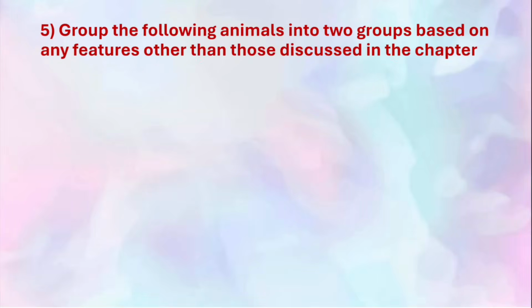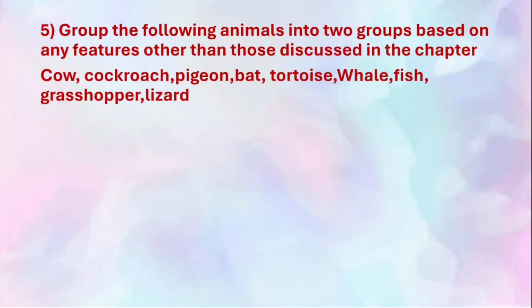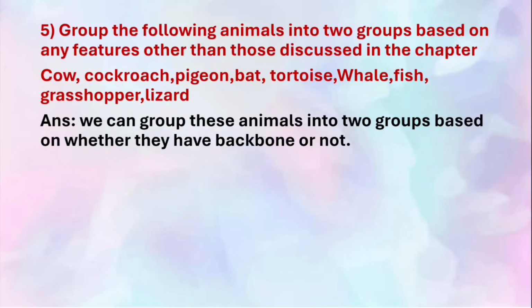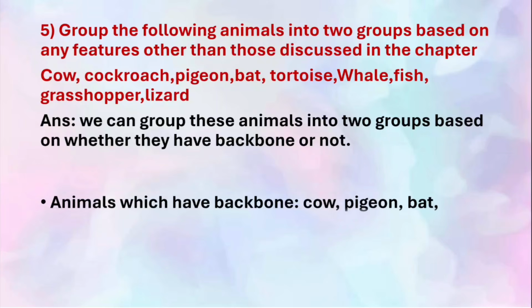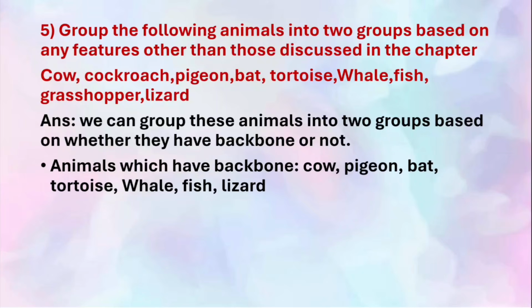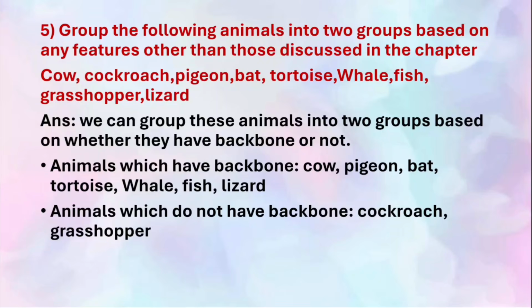Fifth question. Group the following animals into two groups based on any features other than those discussed in the chapter. Cow, cockroach, pigeon, bat, tortoise, whale, fish, grasshopper, lizard. Answer: we can group these animals based on whether they have a backbone or not. Animals which have a backbone: cow, pigeon, bat, tortoise, whale, fish, lizard. Animals which do not have a backbone: cockroach and grasshopper.